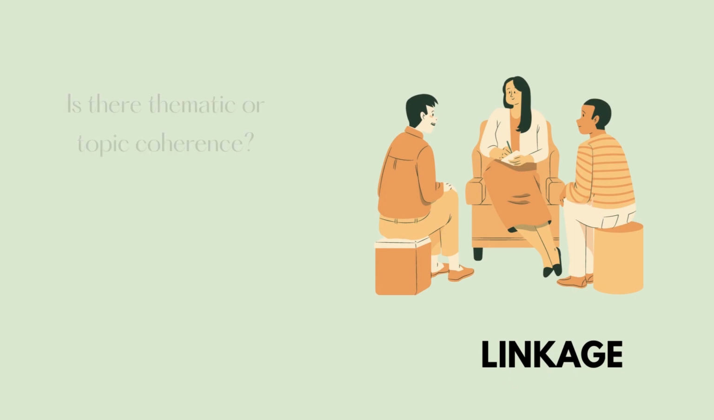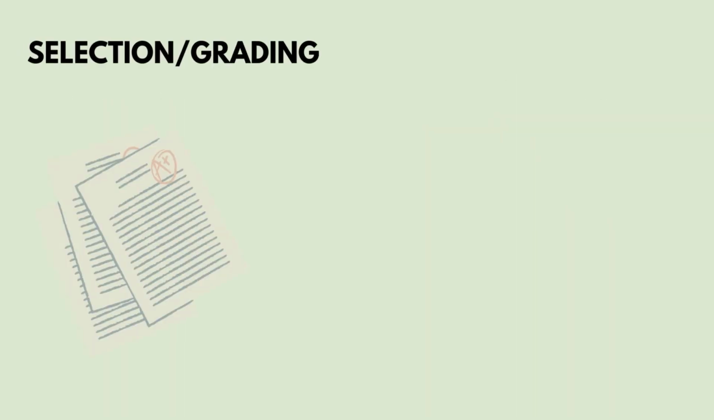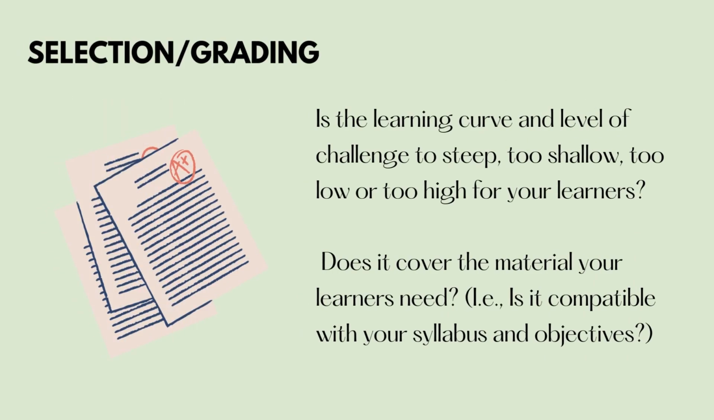4. Linkage. Is there thematic or topic continuity? 6. Selection or grading. Is the learning curve and level of challenge too steep, too slow, too low, or too high for your learners? Does it cover the materials your learners need, i.e. is it compatible with your syllabus and objectives?